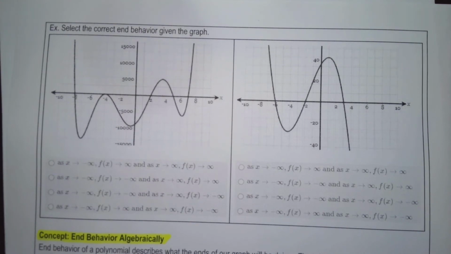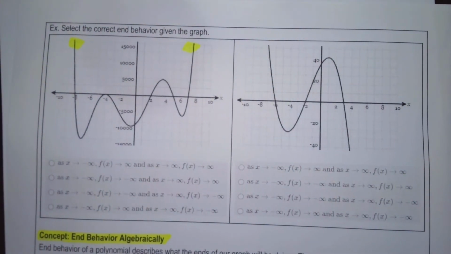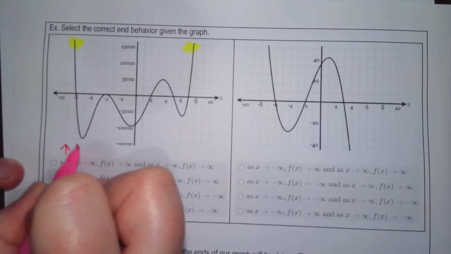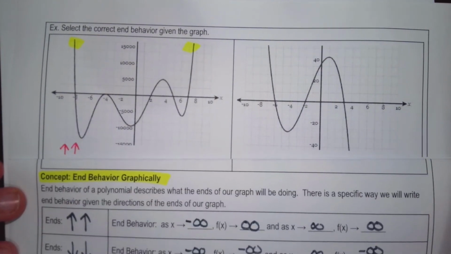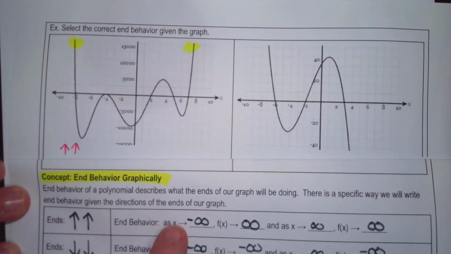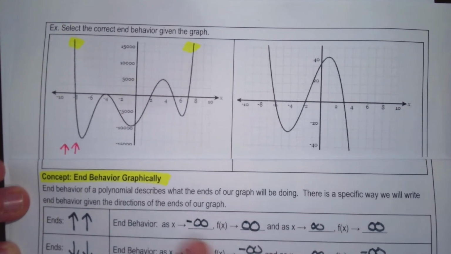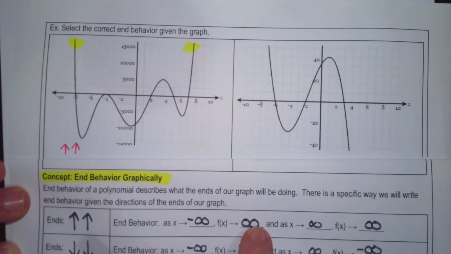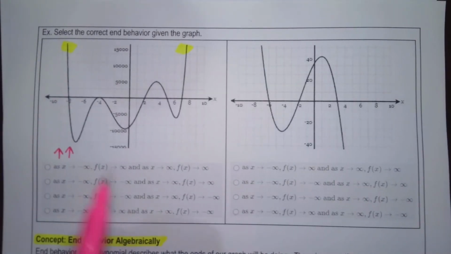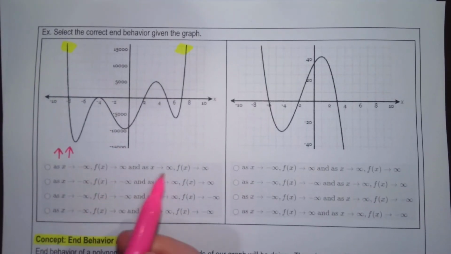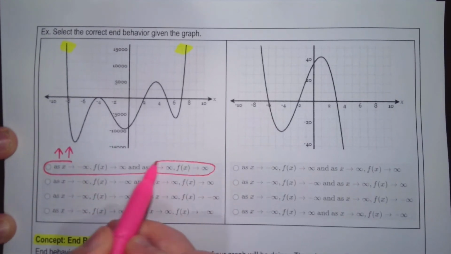First, you need to identify the end behavior of your graph. On this graph, we can see both of our ends are going up. So if I bring back my end behavior chart, ends going up. All we have to do is find this sentence as our choices. Negative to positive, positive to positive. So let's look at our options. Negative to positive, positive to positive. There we go. It was the very first option listed for us.